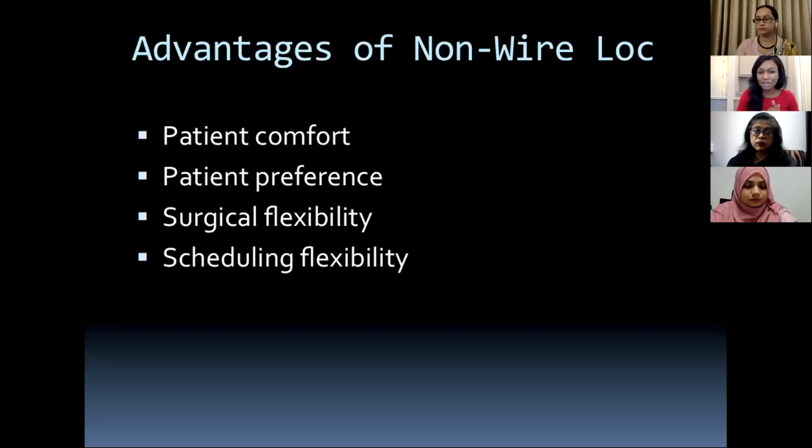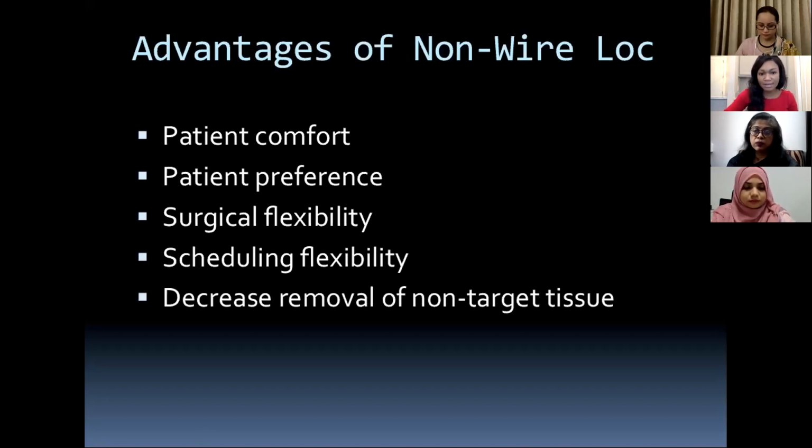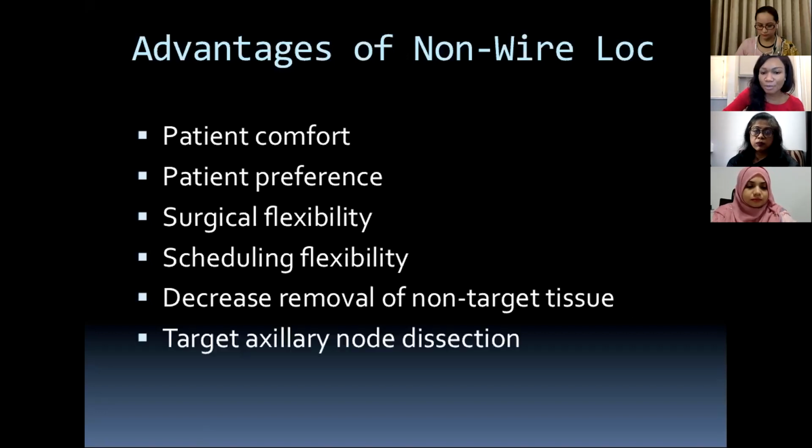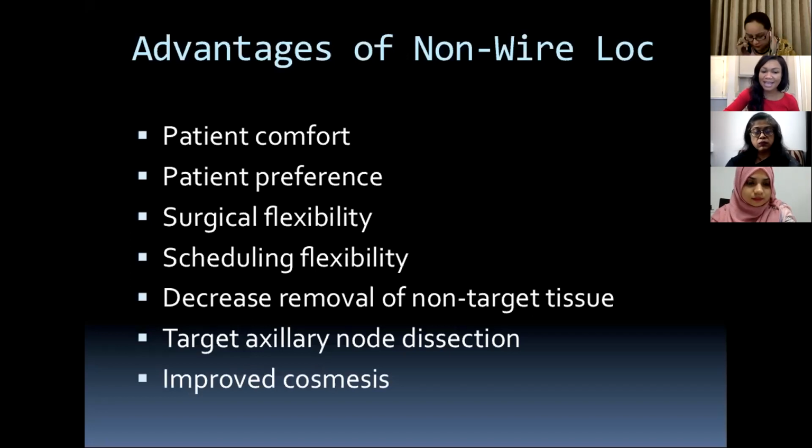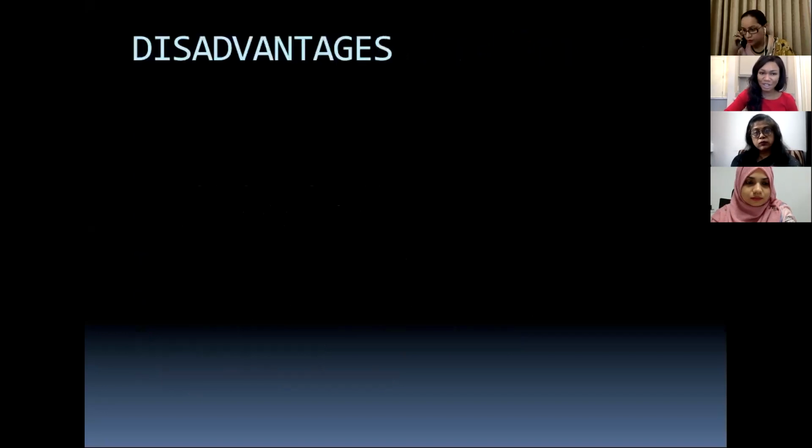There's a lot of scheduling flexibility as well, like I've already discussed, and then you decrease the removal of non-target tissue. And of course, the non-wire localization devices allow for targeted axillary node dissection. And improved cosmesis has been reported as well using the non-wire localization devices.